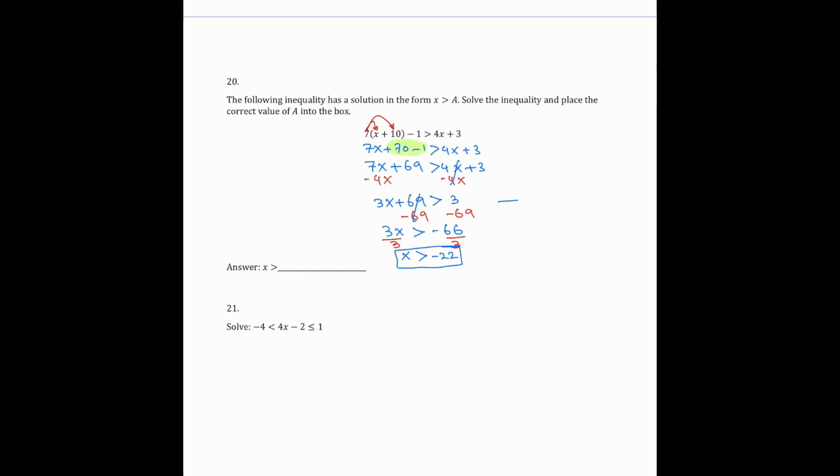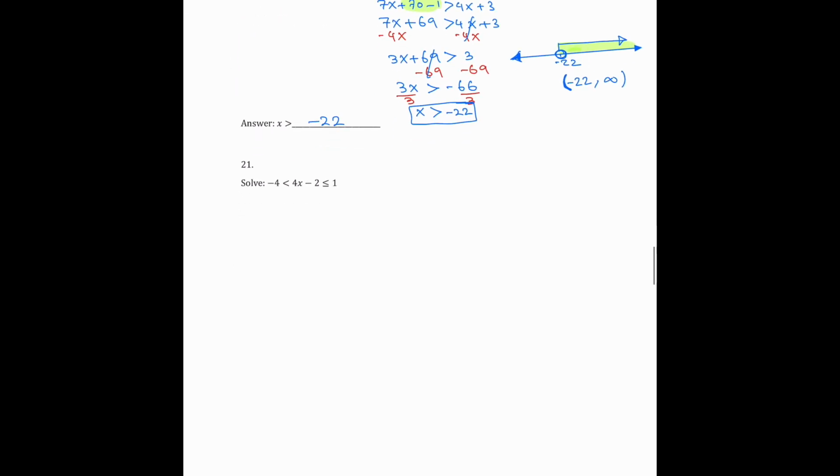Now, to represent this on a number line, I will put negative 22 somewhere, and it's not included, and it says x is greater than, which means all of the numbers to the right of it. That means this interval is the solution. So in interval notation, we start from negative 22 and it goes all the way to positive infinity, and negative 22 is excluded, so we put open parentheses. The number here is negative 22.